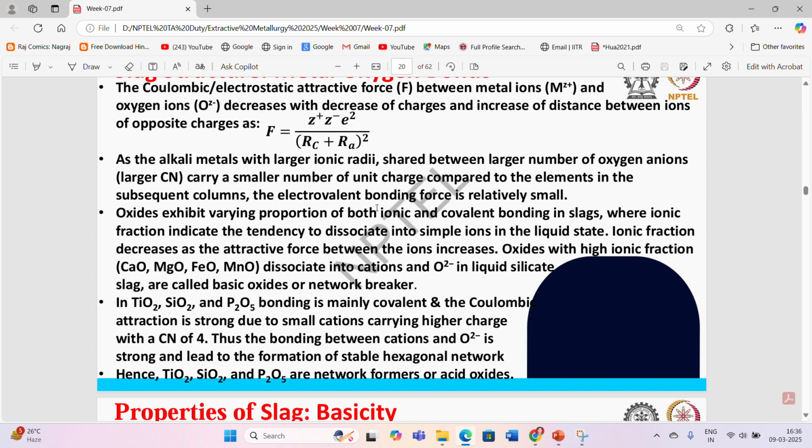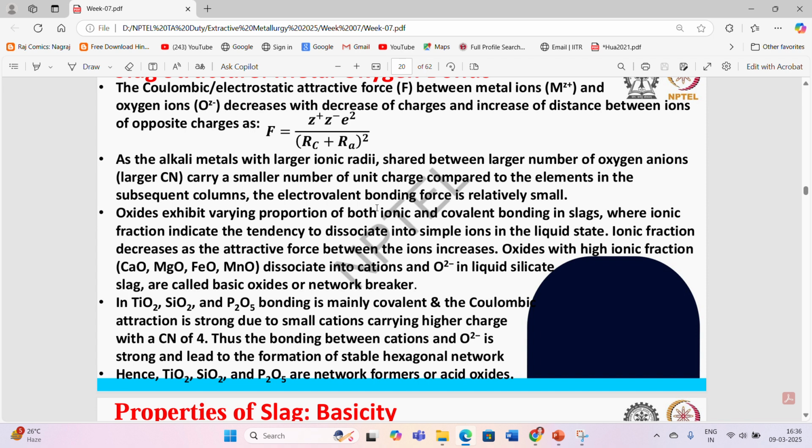So based on the bonds formation, the viscosity of the slag will get decided, and what type of metal oxide is going to get reacted in that particular slag phase, or we can say what metal oxides are going to get reported inside the slag phase. That will mostly depend on the bonds formation between the slag materials.